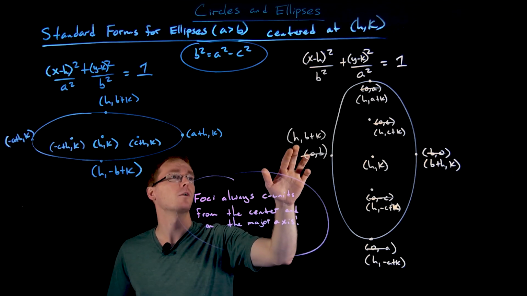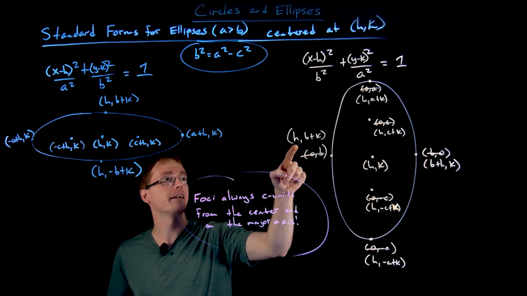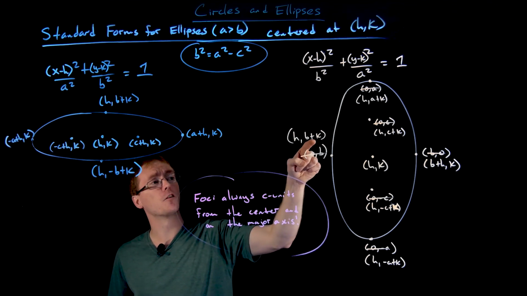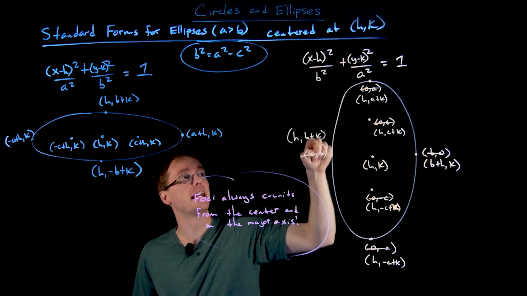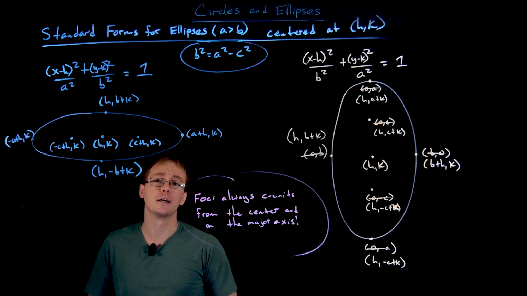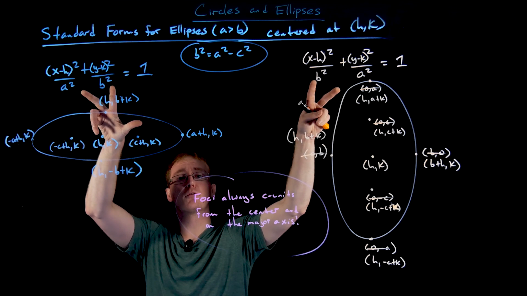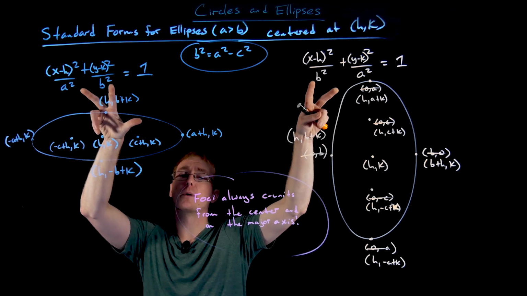So every x coordinate from our previous graph, I just added h to, right? You can go and check, I crossed them all out so you can still see them. And all the y coordinates, I just shifted k units by adding k to them. So the thing we want to take away from this is that these are the two most general forms that we'll see our elliptical equations in.